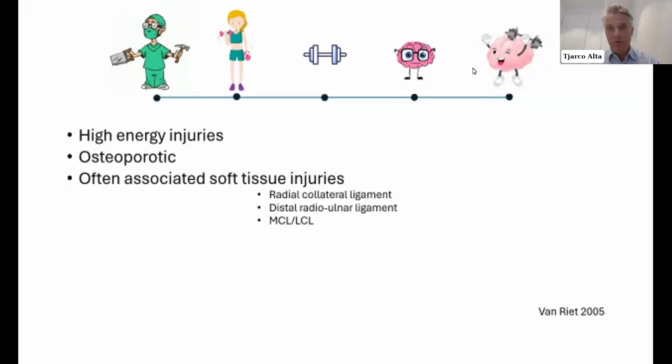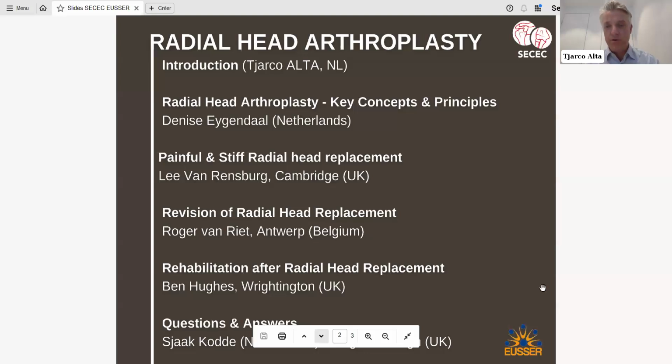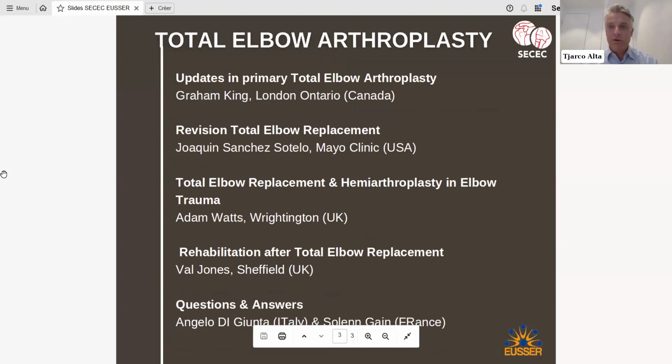I think there's still a lot more questions and unknown answers regarding the radial head. Please keep posting them in the Q&A section, because next session at the Munich conference, we will be having a shared session again on the symposium with EUSSER and SECEC, and we can maybe keep on deliberating about those questions on the radial head. So we move on to the next part of this webinar, which is about the total elbow arthroplasty.